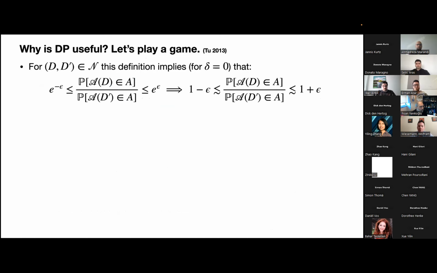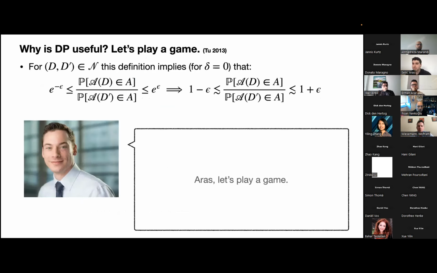So first of all, if we take a simple setting with delta being 0, we can see that this whole thing bounds the fraction between these probabilities under two neighbors. Because epsilon is very close to 0, this fraction is between 1 plus minus epsilon. And the strength of this can be demonstrated with a game, which is held between Wolfram and Aras.